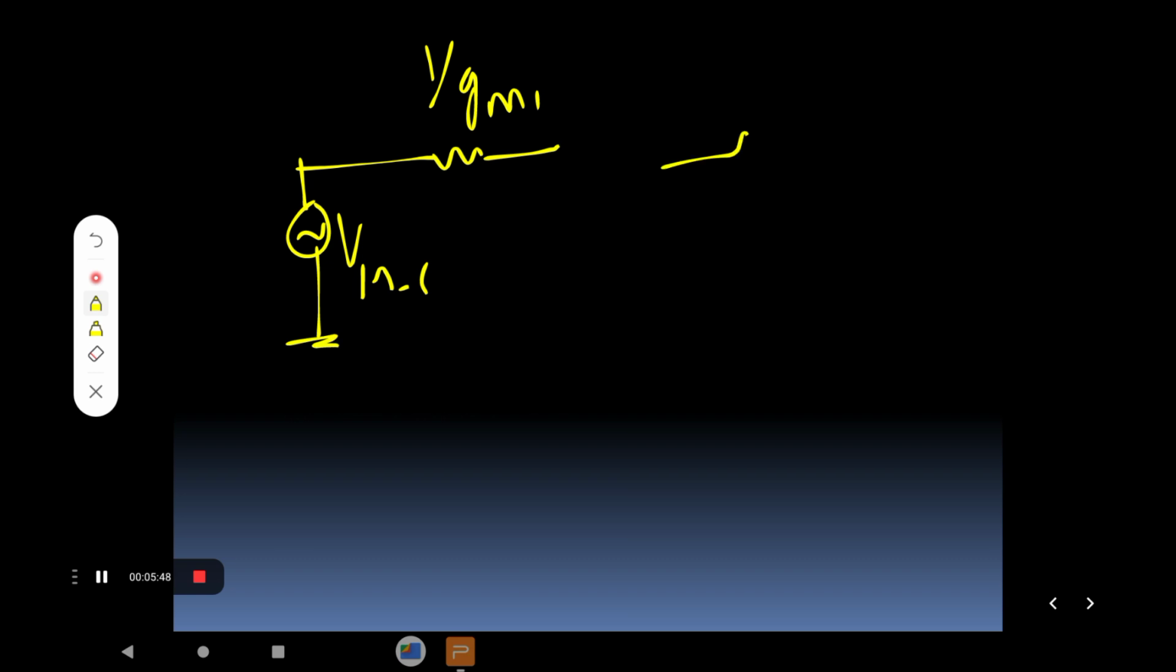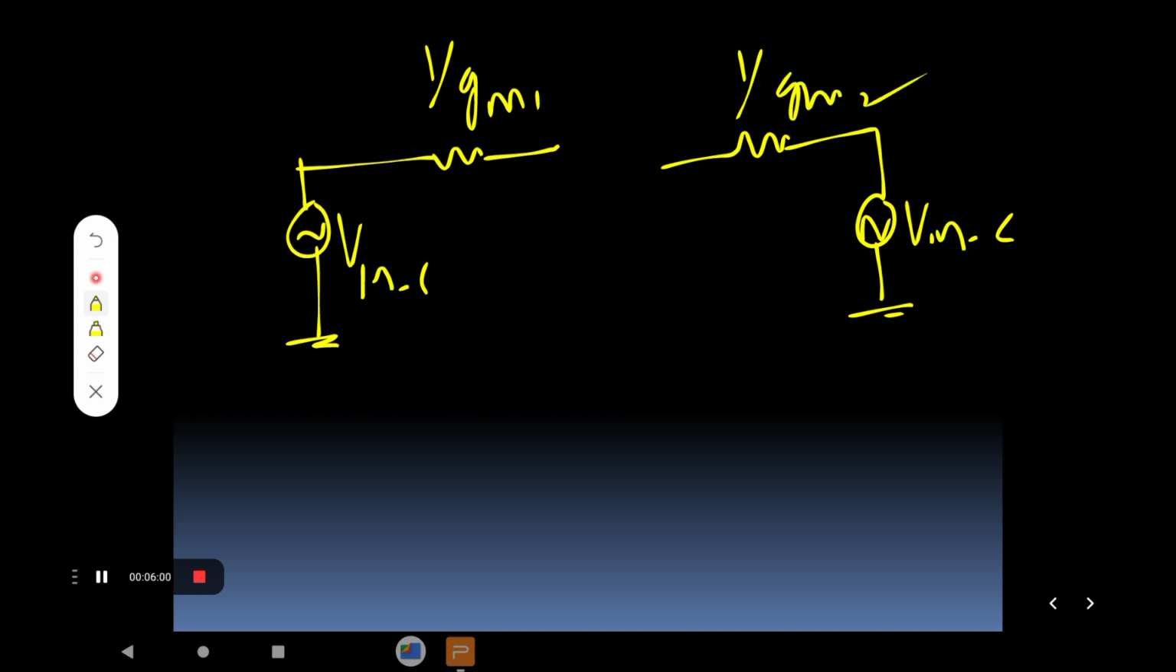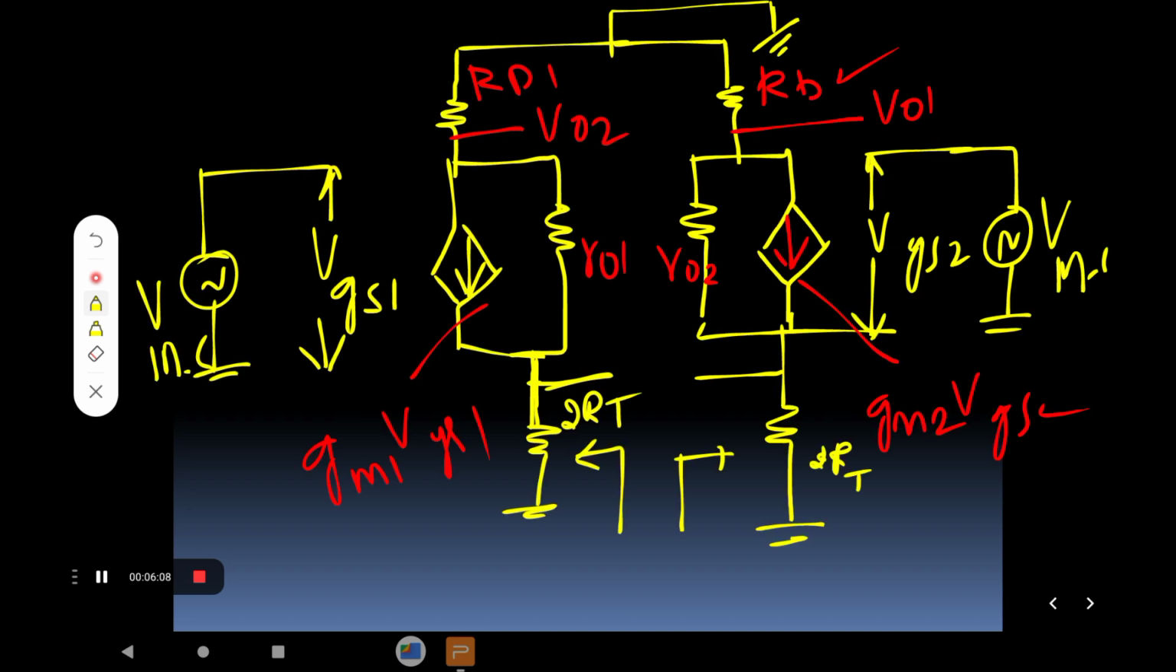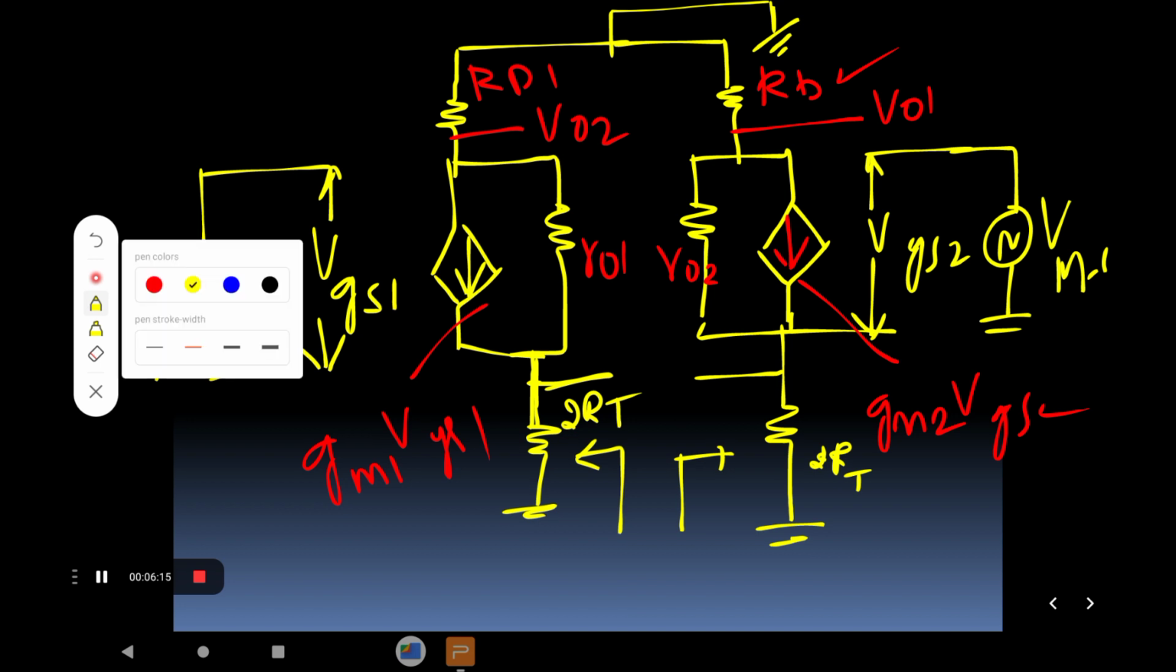At the same time, on the second side there is the same equivalent representation. So this is connected to ground, that is nothing but VNC to VNC. At the same time, this resistance is also less than 1 by GM2. So these are the two equivalent cases, right? But the main important thing is that now we have to define the values across this one.